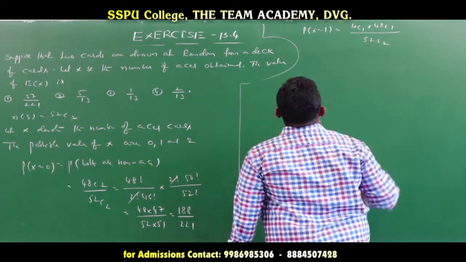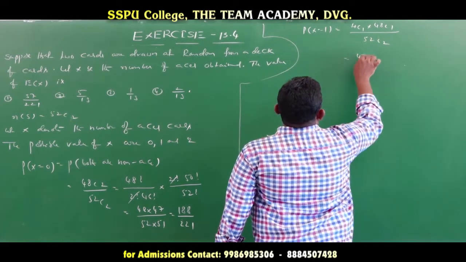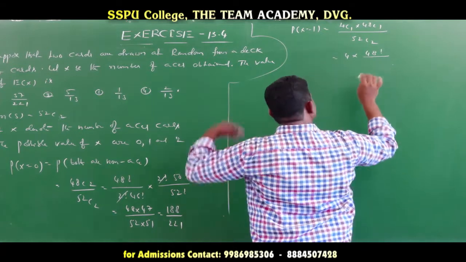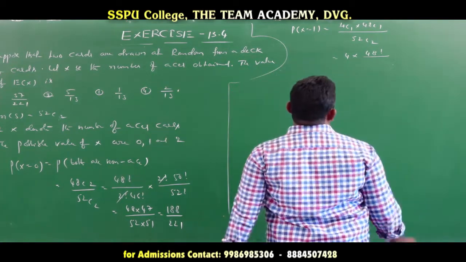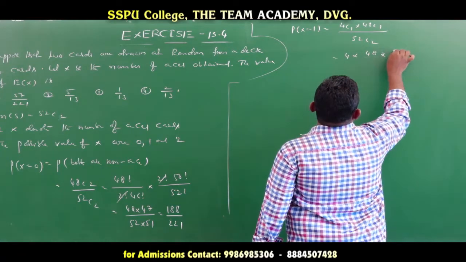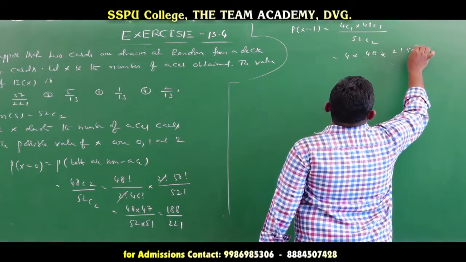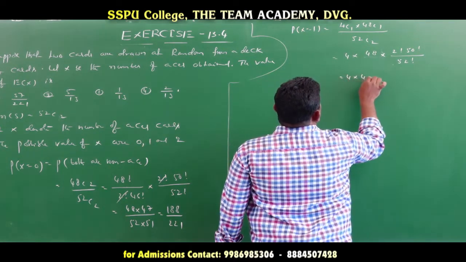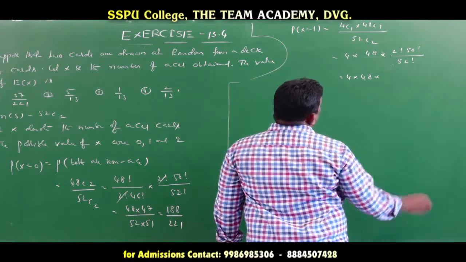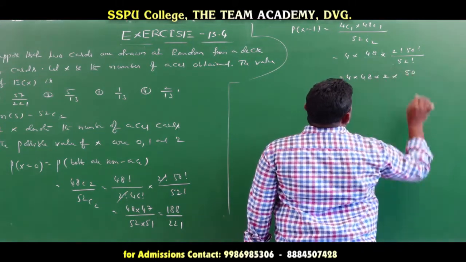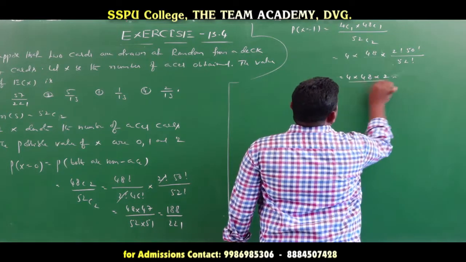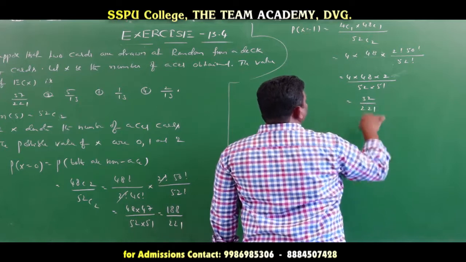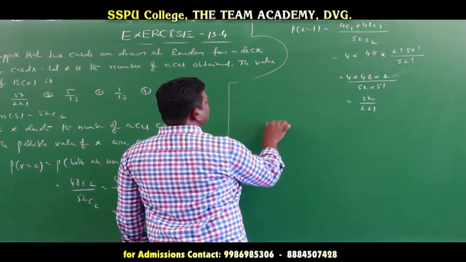This one is 52C2. If we simplify, this value 4 into 48 factorial by 1 factorial into... otherwise 48C1 means 48, and this value 2 factorial by 50 factorial by this value 52 factorial, that is equal to 4 into 48 into 2. This 50 factorial cancels. So dividing here we get 52 into 51, that is equal to 32 by 221. Then probability of x is equal to 2.